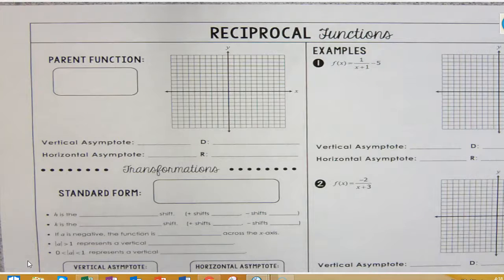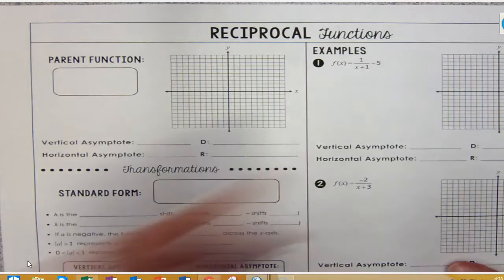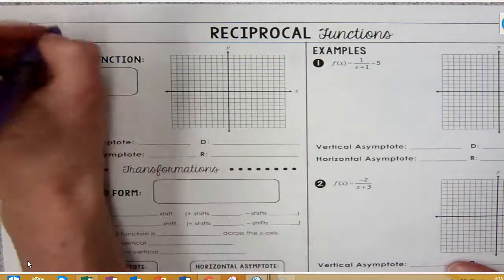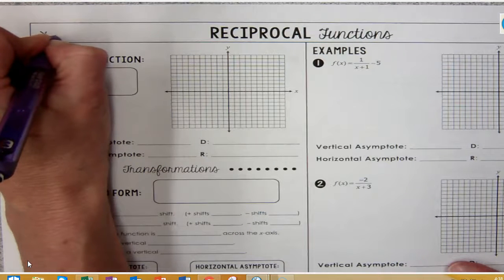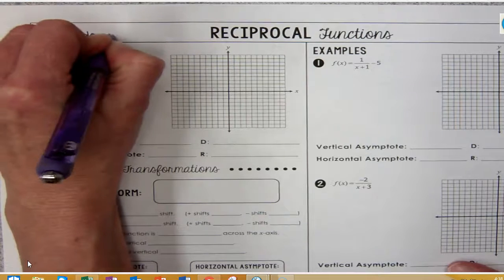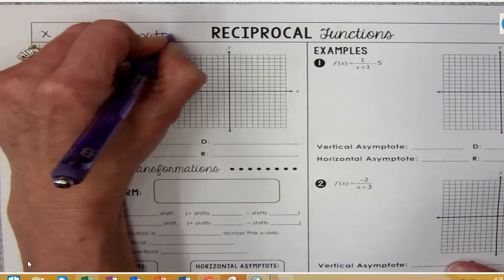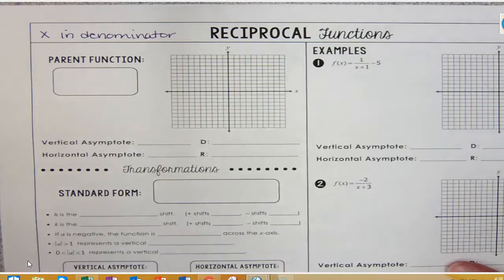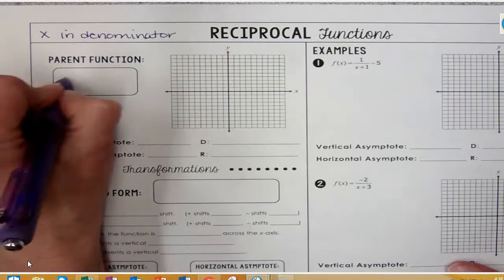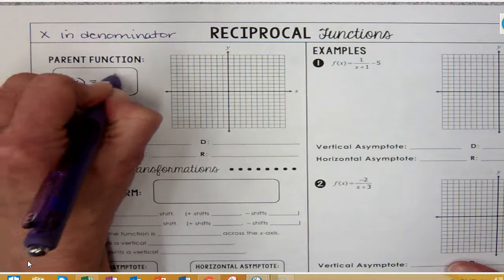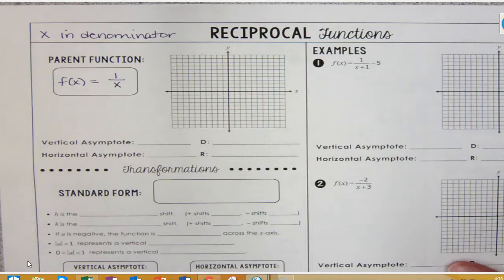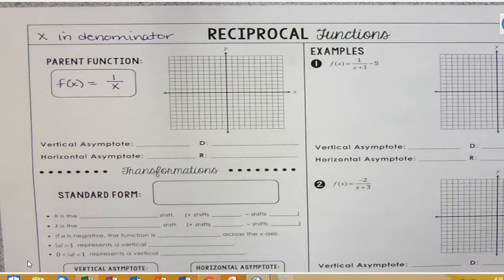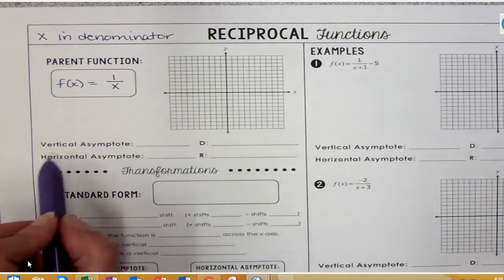Alright guys, we are going to run over a rundown of the reciprocal functions. When we have reciprocal functions, this basically means that we have an x or a variable in the denominator. The parent function of this is f of x or y equals 1 over x. Basically, we have an idea of what that looks like, but let's go through it.